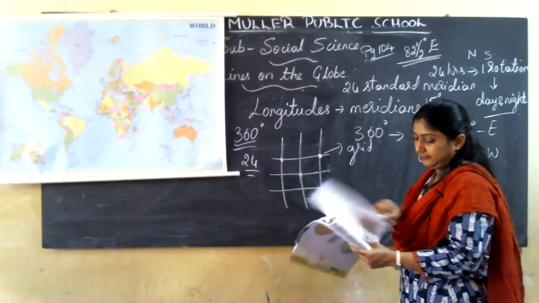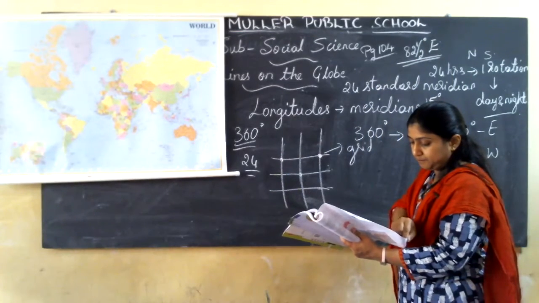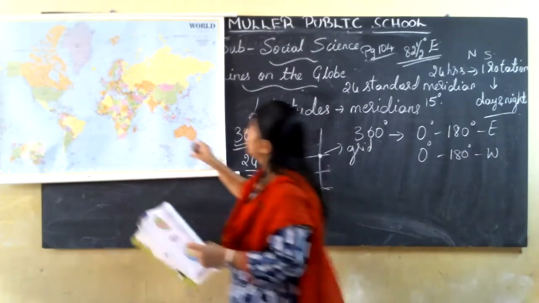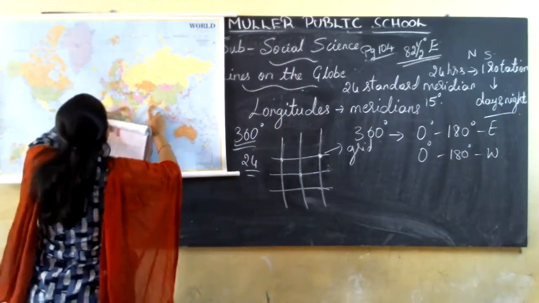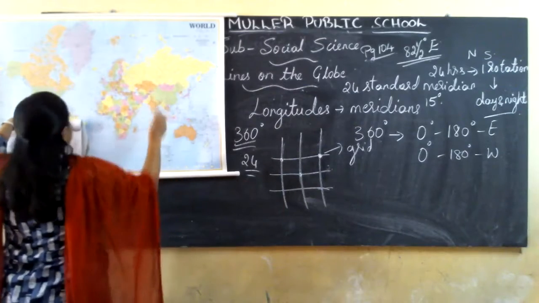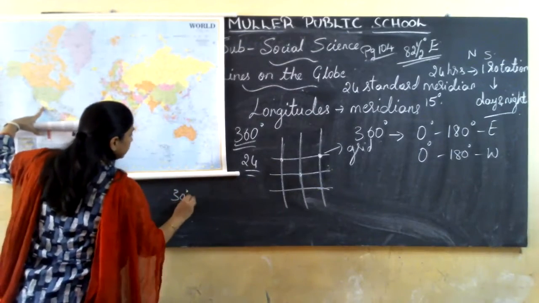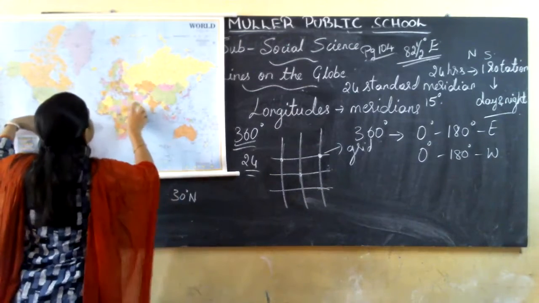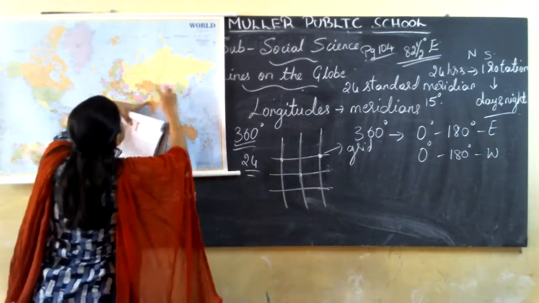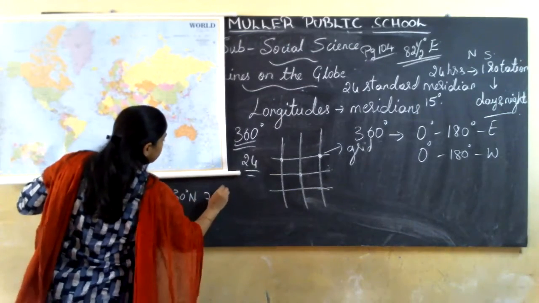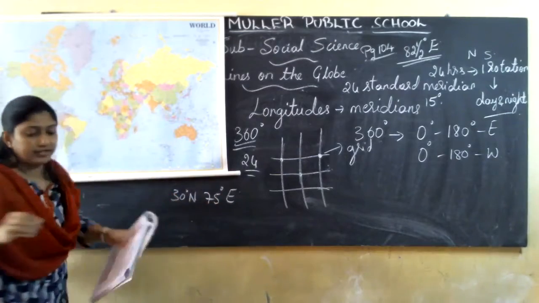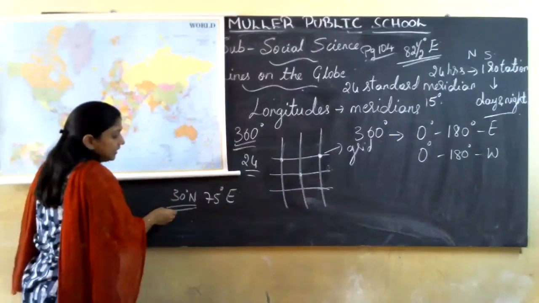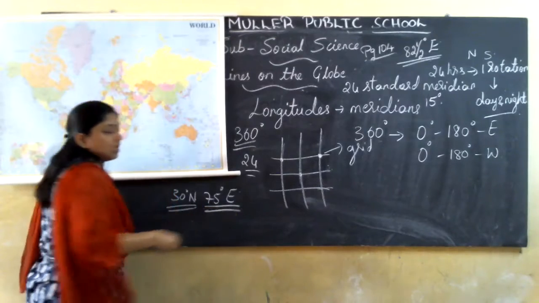For example, so here only we'll take, for example, 30 degree north and 75 degree east. So like this, the latitude and longitude are written in this way. The first number is the latitude and the second number is the longitude.